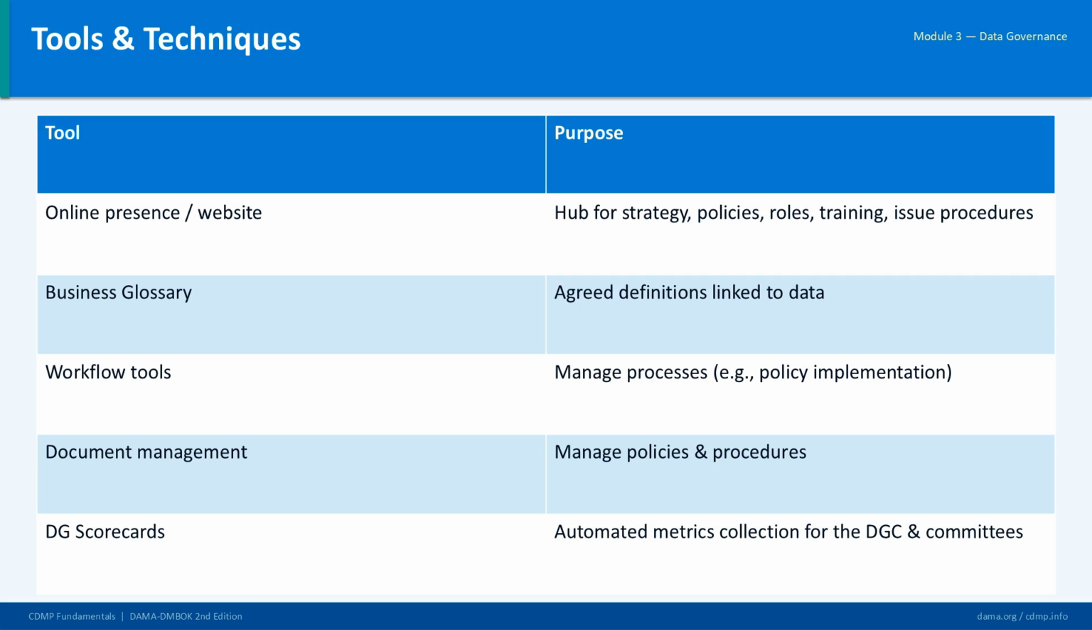And governance scorecards automatically collect metrics to report up to the council and steering committees. On the techniques side, the DMBOK mentions simple but effective things: concise messaging, a contact list, and even a recognizable logo to give the governance program an identity. Tools and techniques together make governance visible and usable.